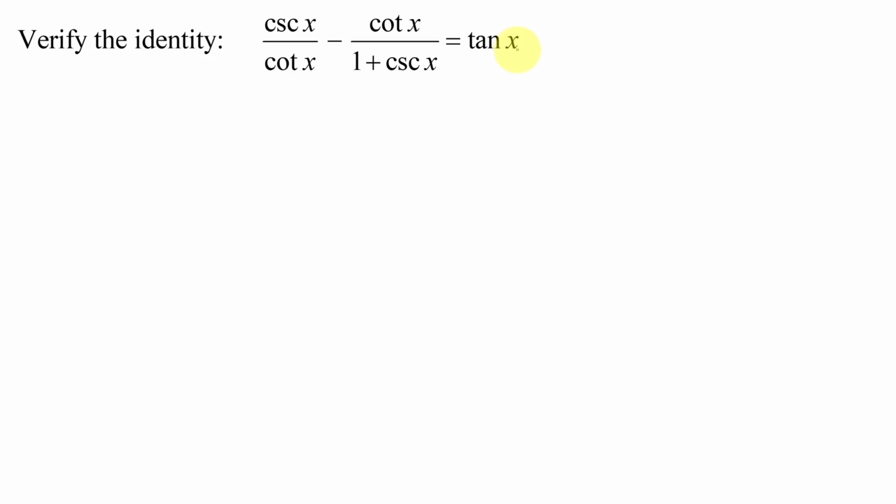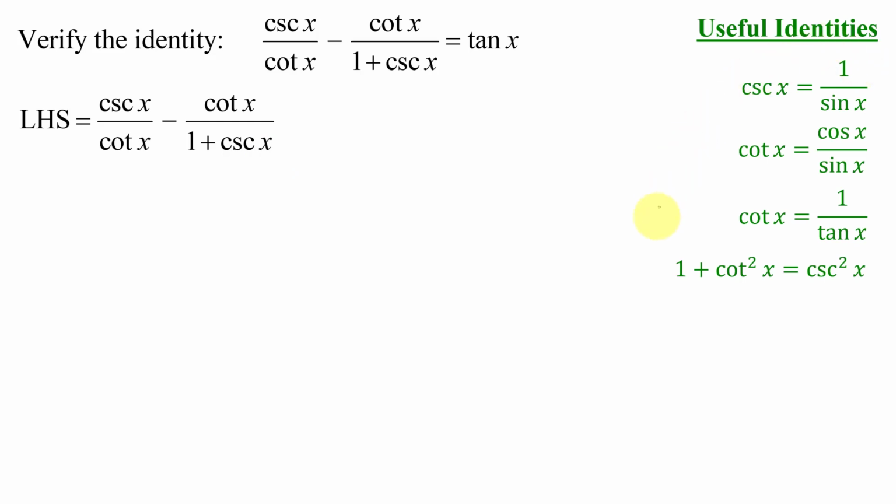And we often start working on the more complicated of the two sides, which in this case obviously is the left-hand side. So I'm going to start working on the left-hand side, and here are a few useful identities that might help me solve this problem.